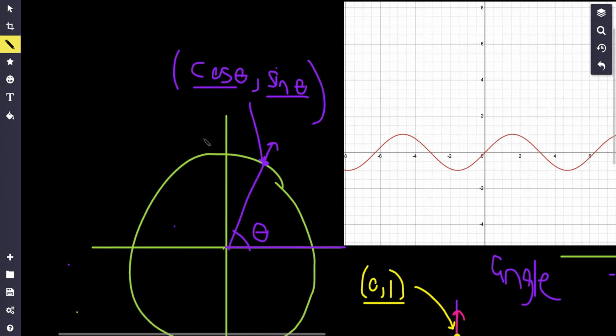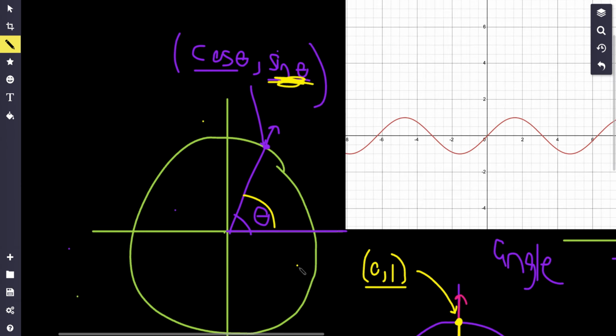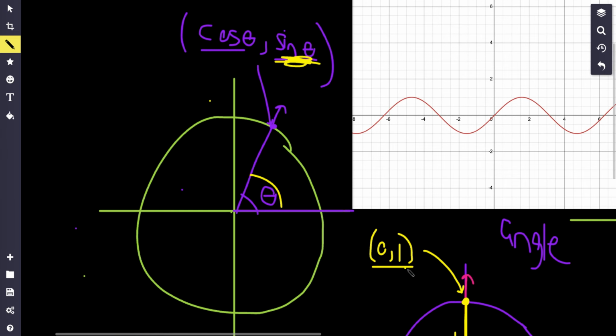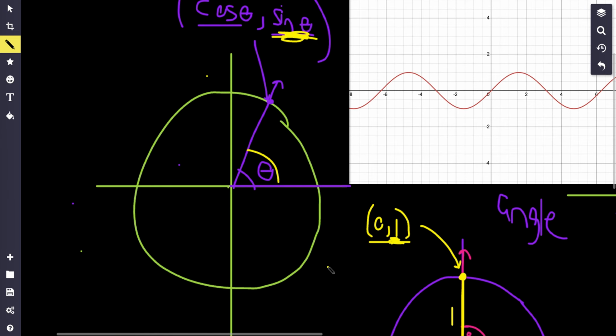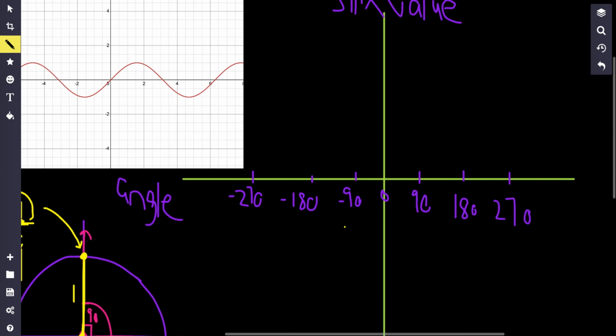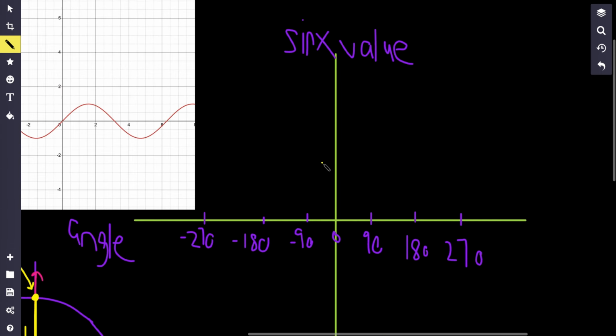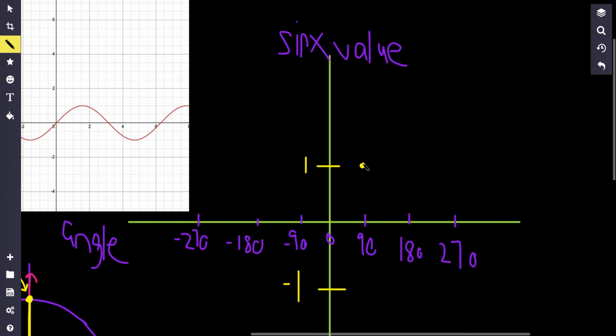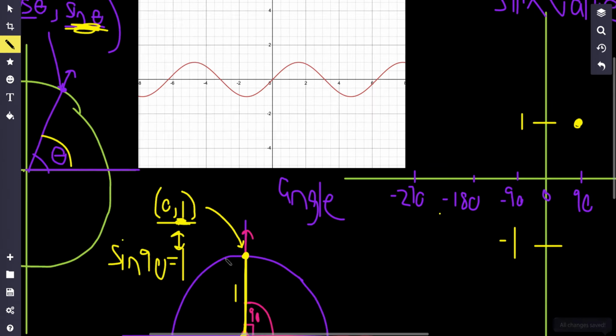Now we said that sine of theta represents the y value of the angle that we created. In this case, we created a 90-degree angle, which means this 1 over here represents sine of 90 degrees. So sine of 90 degrees is equal to 1. That's basically what we're saying: sine represents the y value. So on this axis, I'll just put 1 here, and -1 here, and we said that sine of 90 is equal to 1.